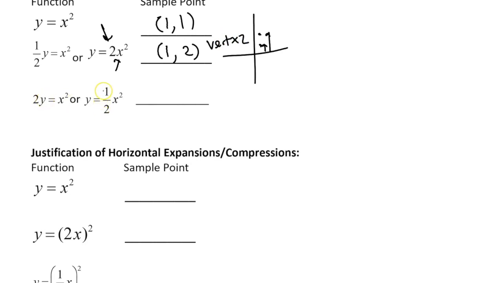Whereas right here, if you had a half in front and you sub in that 1, 1 squared is 1 times a half is 1 half. And we would have something where we would only be going up right there. We'd only be going up half a unit. So we're going to say that that is going to be a vertical compression by a factor of 1 half.